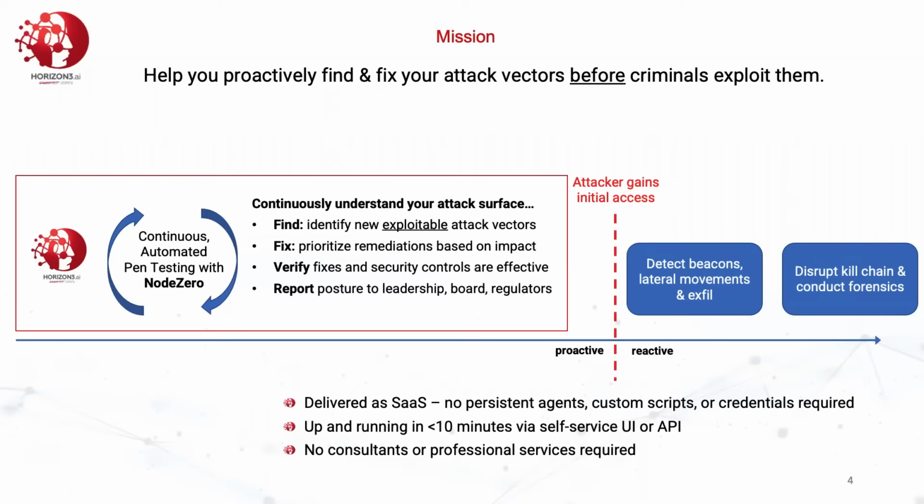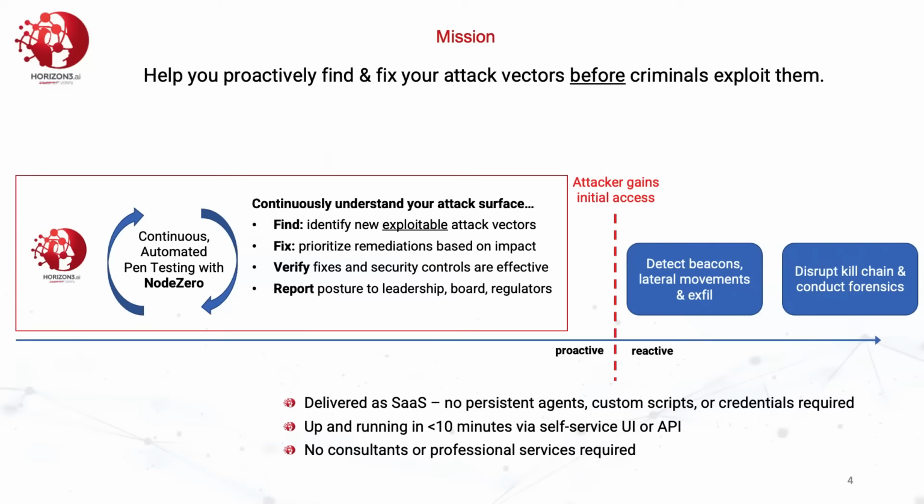The second key design goal was we wanted to be up and running in less than 10 minutes. So in 3 clicks, you should be able to run a full scope pen test of your internal environment and soon your external environment using a self-service user interface or an API. In fact, many of our customers wire these automated pen tests into their DevOps process. So as they provision or create their Terraform environment or other cloud automation, at the end of that provisioning, you can trigger a pen test to make sure that you haven't introduced any new attack paths. And then finally, we wanted to do this without requiring any consultants or professional services.